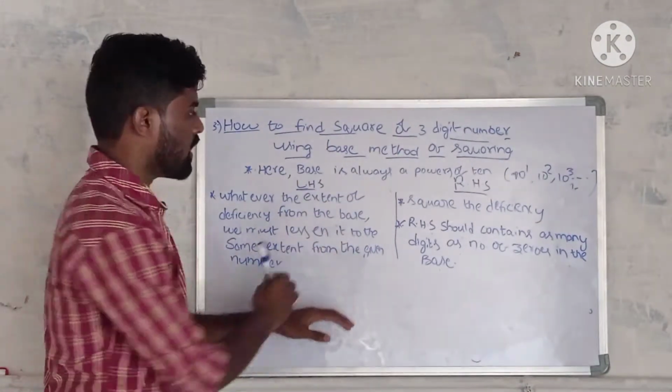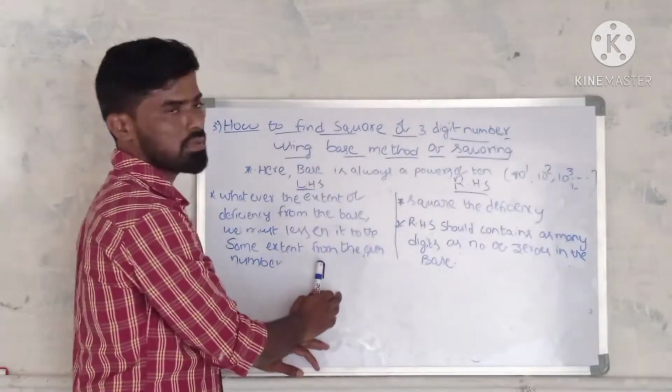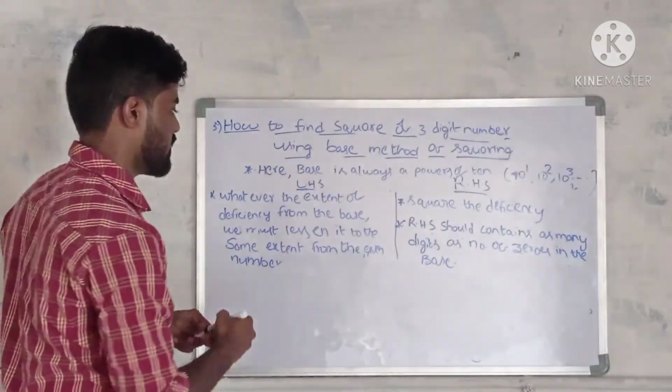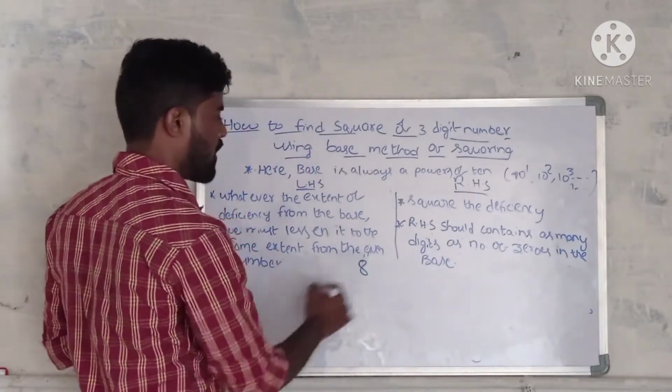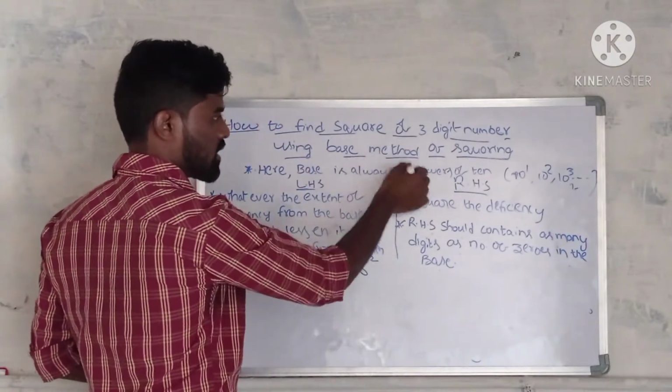I will explain the other rules with one example so that you will get clarity. Suppose there is the number 8. We have to find the square of the number using this concept.